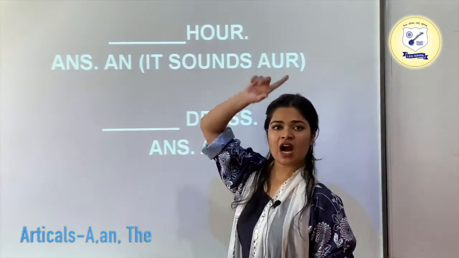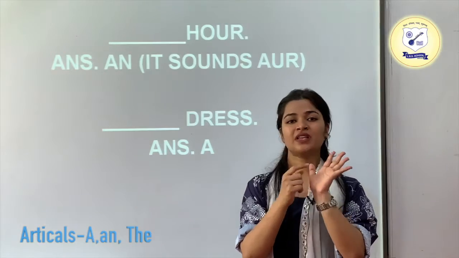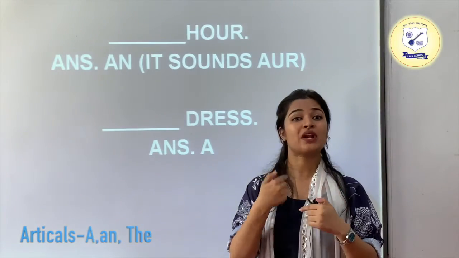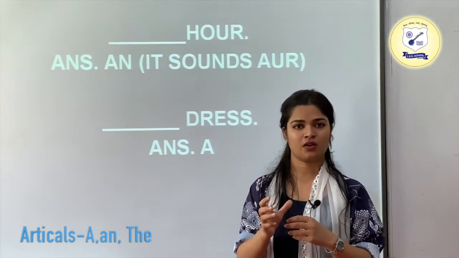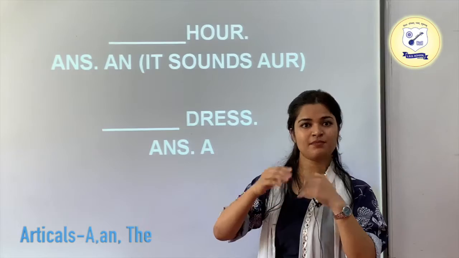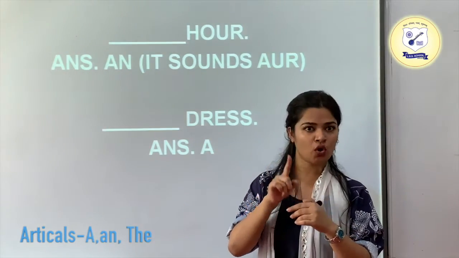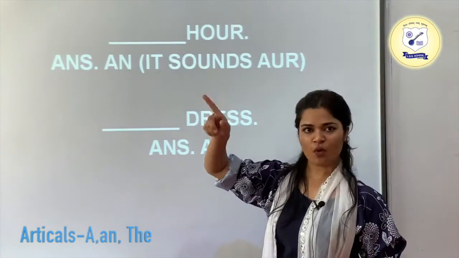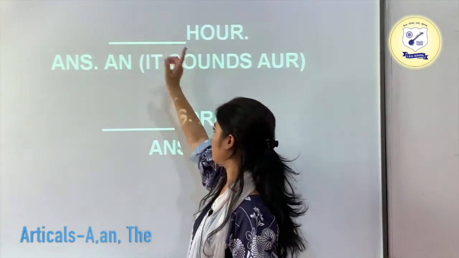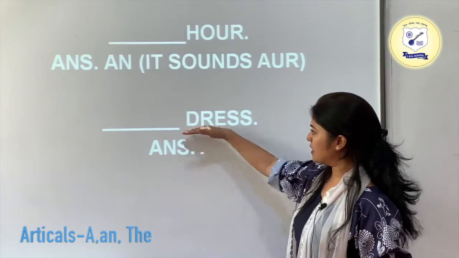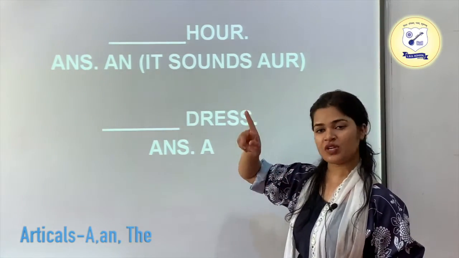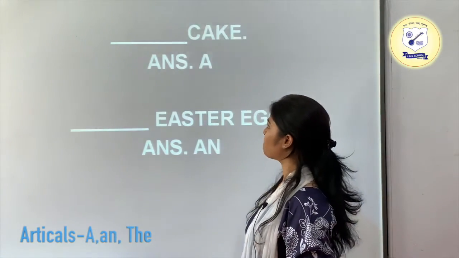Now we have hour. This begins with H, which is a consonant, but when you pronounce it, it should be our. So it begins with a vowel sound, which is O. So O is a vowel, so what will we use? An. Similarly, this is dress, which begins with a consonant sound, so this should be a.